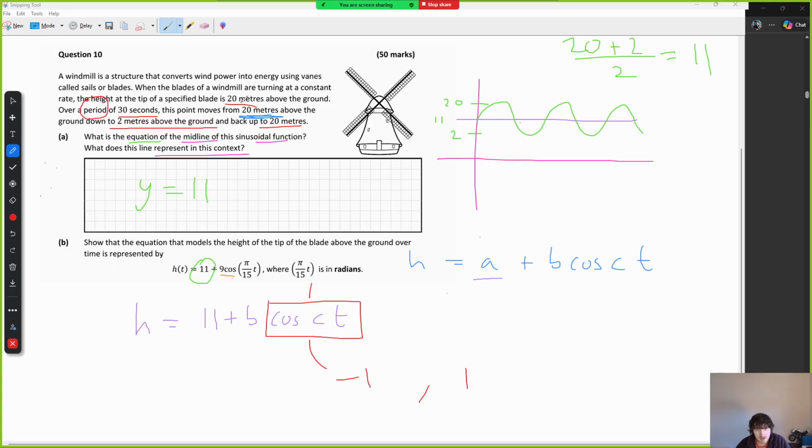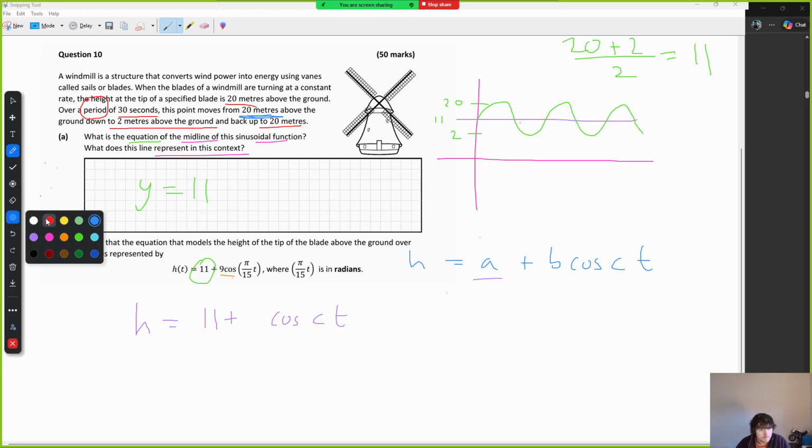So at its very biggest, this would give a 1, and so how would h give the 20 for the maximum up here for the blade? B itself would have to be 9, you know? That's the way that would work. And you think about it as well, when it's giving its minimum of -1, this will become a -9, and so you go 11 minus 9, and you're getting that 2-meter action there as well. So we know B is 9. So we'll update that information there.